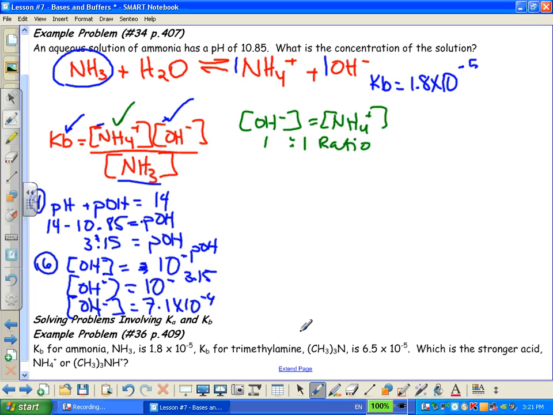Sorry, just erase what I'd written before. I'm going a bit crazy here. We're actually looking for NH3, so I rearranged it for ammonia, but we're actually looking for ammonia. So we're going to rearrange that for NH3.